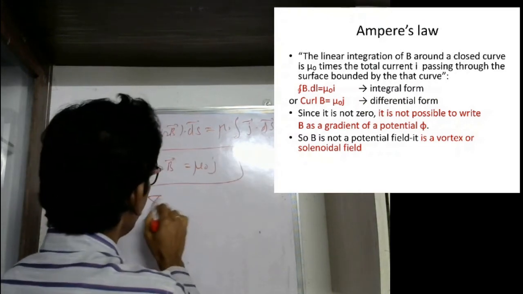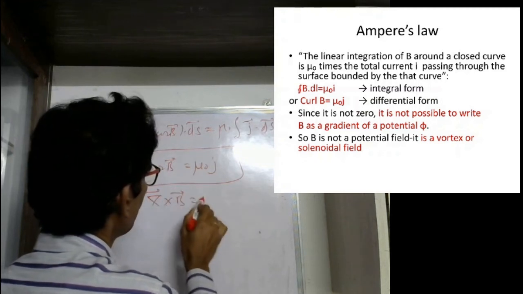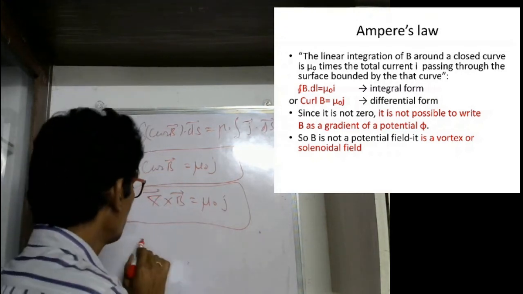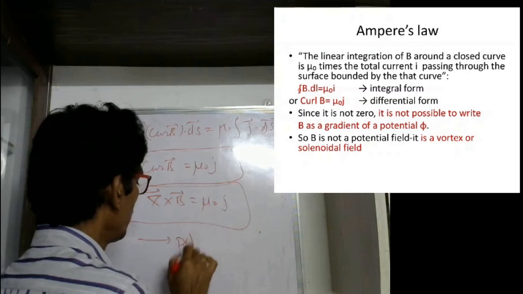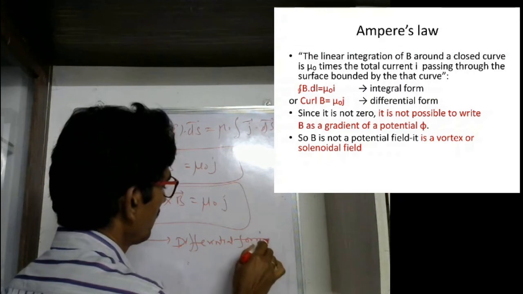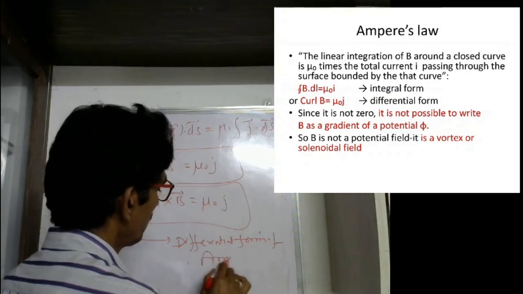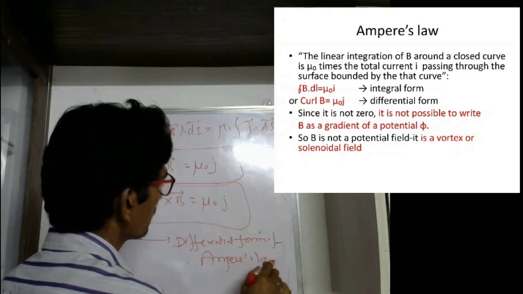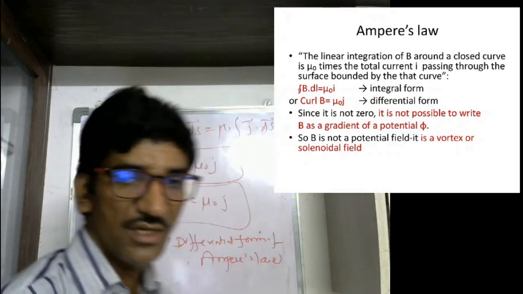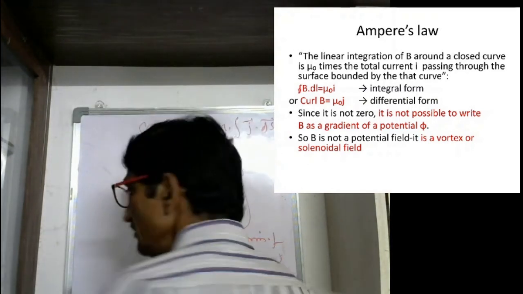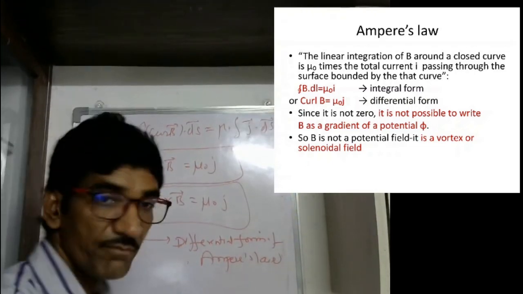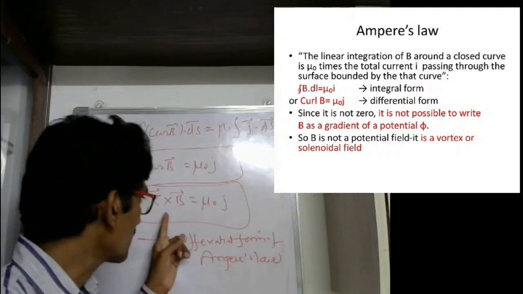That means del cross B is equal to mu naught j. This is the differential form of Ampere's law. So in this way we may convert Ampere's law from integral form to differential form.